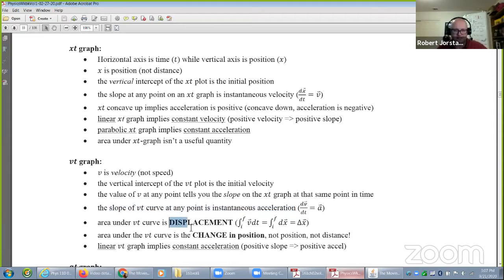Finally, look at this displacement and change in position information here. So the area under a VT curve is displacement. The area under the VT curve is change in position. It is not position. It is not distance. I cannot stress this enough. People screw this up all the time. Let's focus our time on that.